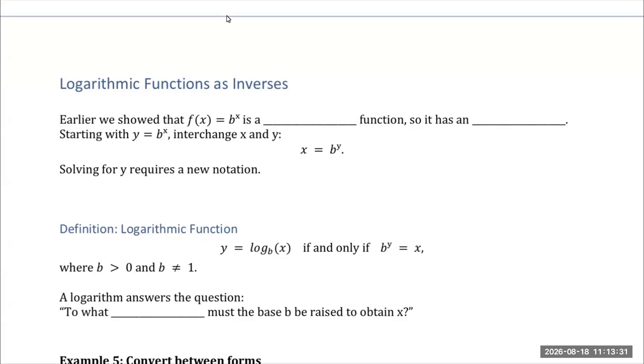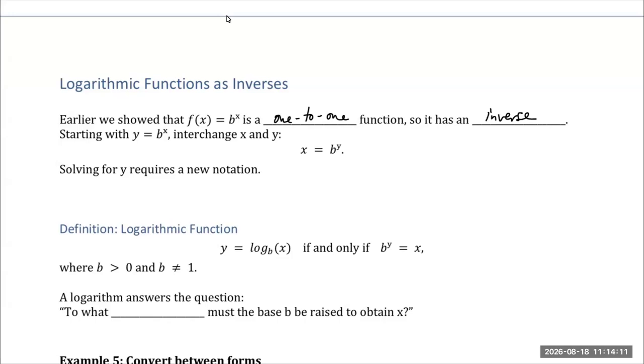In this video, we want to talk about a new type of function called a logarithmic function. And this logarithmic function is motivated by the idea of an inverse. So earlier, we had shown that this exponential function is a one-to-one function. And based on the previous section's material, we know that when a function is one-to-one, it has an inverse. So the natural question to ask is, how do we find this inverse?